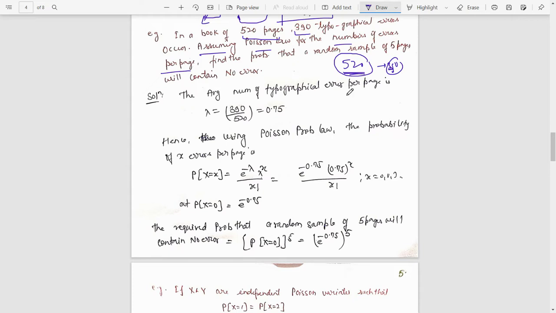Obviously, if you have a particular book and you want to find the number of errors in it, that follows the Poisson distribution, because we are talking about a number of errors, a number of occurrences here. So assuming the Poisson law for the number of errors per page, find the probability that a random sample of five pages will contain no error. It means the errors per page follow the Poisson distribution, and you have to find the probability that if you pick five pages, they will contain no error.